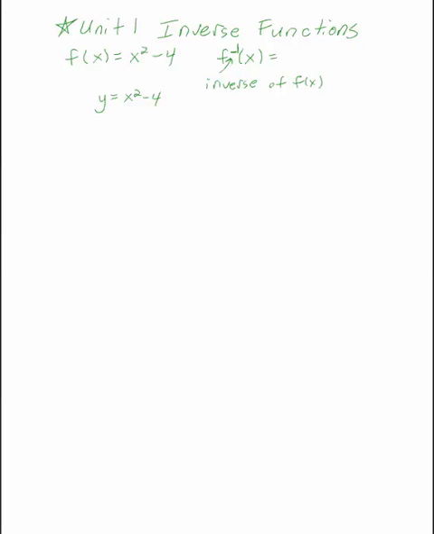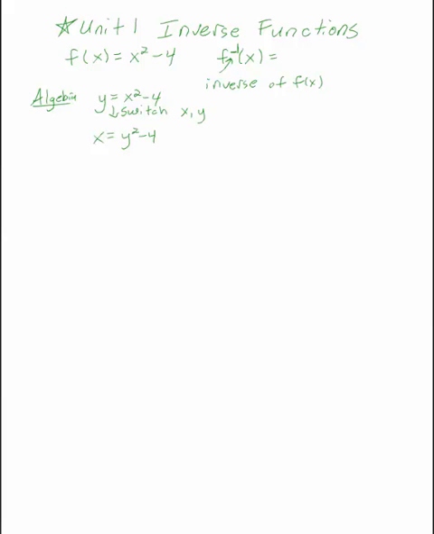So now I want to find the inverse. This is the algebra method. The first step is you want to switch the places of x and y. So everywhere you see a y, you write down x, and everywhere you see an x, you write down a y. So this would become x equals y squared minus 4.